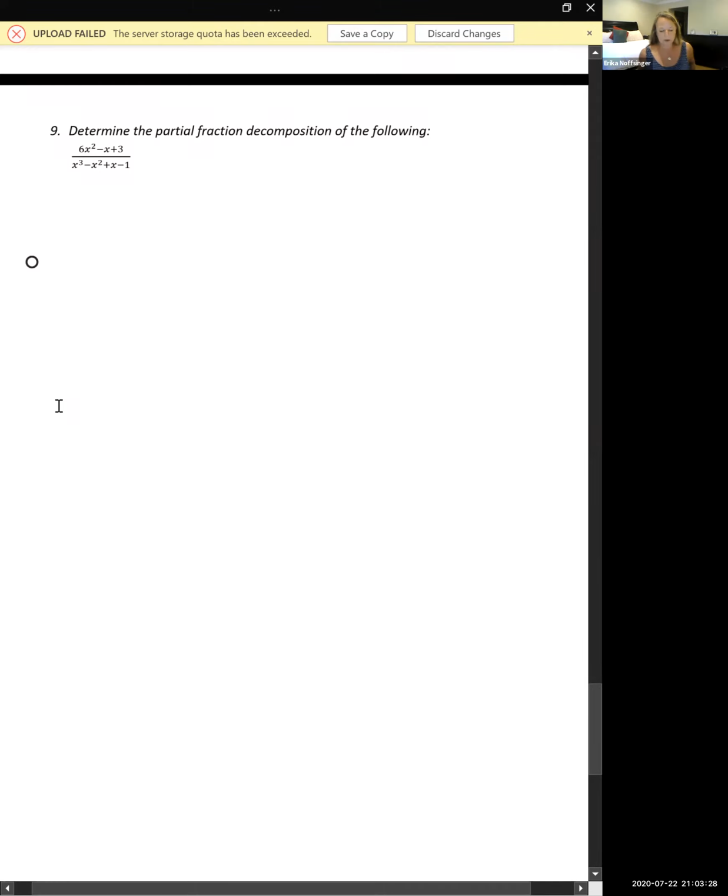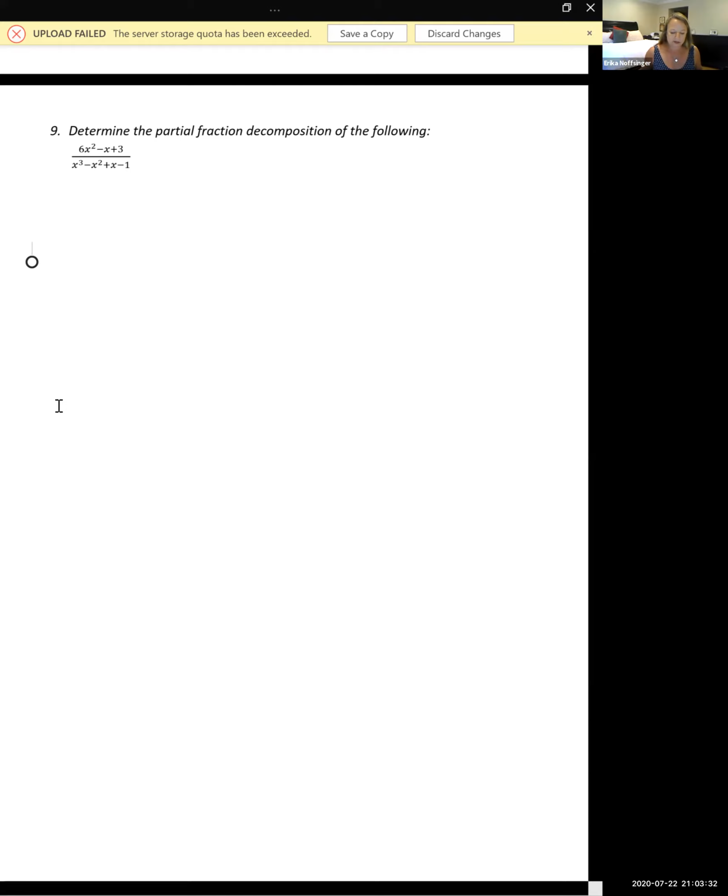Okay, so to determine the partial fraction decomposition of the following. So we have 6x squared minus x plus 3 in our numerator. We have x cubed minus x squared plus x minus 1 in our denominator. First thing that you want to look at is, is the degree of our denominator smaller than or equal to the degree of our numerator? If so, we have to use long division. So looking at it, it's not, so we're good there.